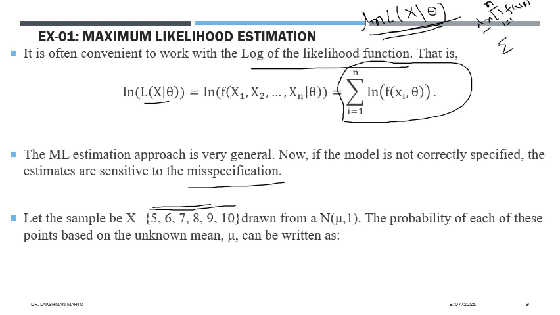Suppose these data are coming from a normal distribution with mean mu and variance 1. That means for this distribution, mu is unknown to us, we don't know mu, but the variance is known, it is 1. So with this given sample, we have to estimate mu.